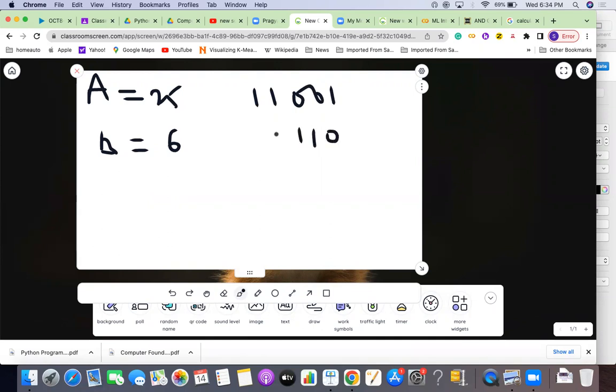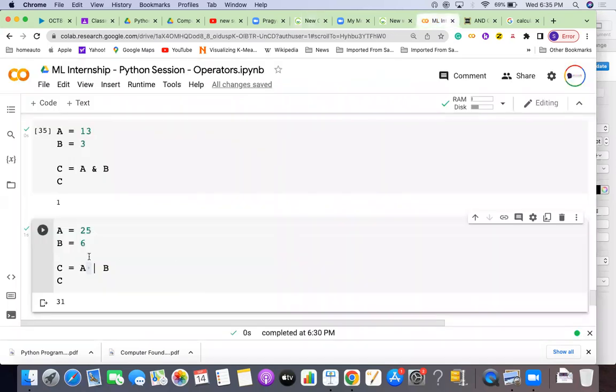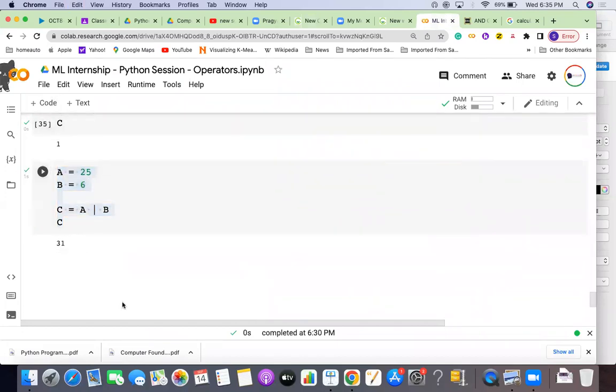If nothing is there, it is 0 here, and 0 here. Now I'm doing XOR. This is the bitwise XOR symbol. So 1 and 0 gives 1, correct? 11111. Yes or no? Yes, sir. So what will be the result? What is this value? Already we know, that is 31. Same thing. Let me do XOR.